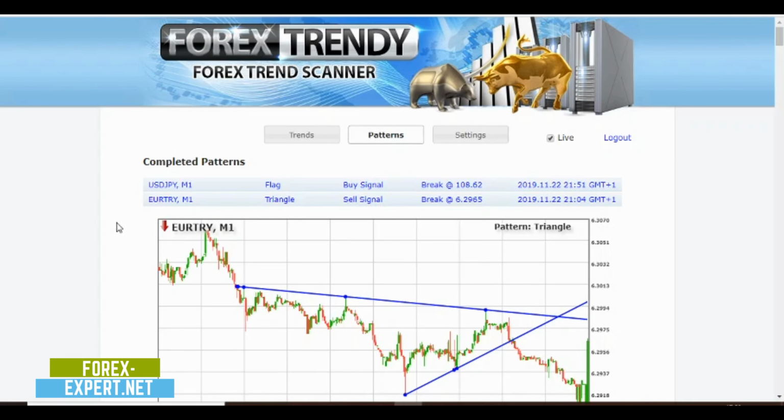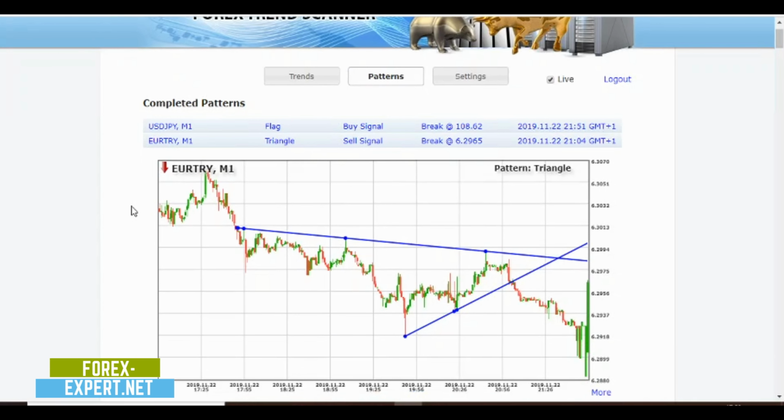This online tool is pretty helpful because it identifies trends and continuation patterns that form during trends. It recognizes flags, triangles and wedges, and sends you signals, audible alerts. You will find all the time frames for every trading style.